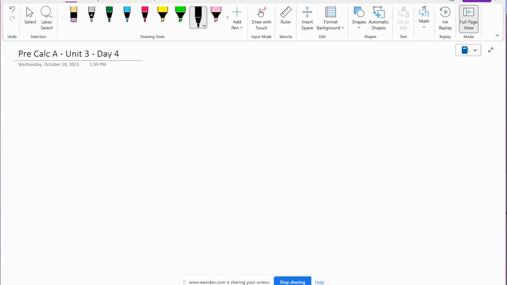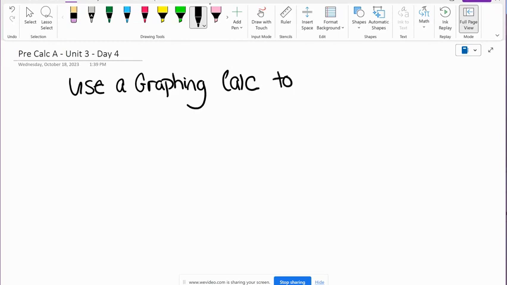All right, so we are going to use a graphing calculator to find roots. Okay, so we're going to sort of write out the steps and do a problem at the same time.